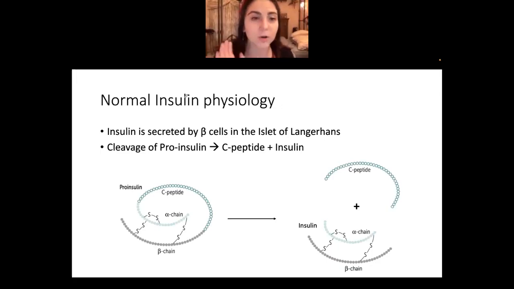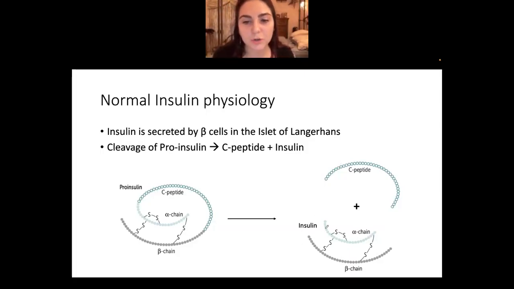Okay, so glucose. So your normal insulin physiology. So remember, insulin is secreted by your beta cells in the islets of Langerhans within the pancreas. And remember, when insulin is secreted, it's secreted as this propeptide. So anytime you have a pro anything, it's going to get cleaved. So we have proinsulin, which is made up of C-peptide and then true insulin. And then when it gets cleaved, we have C-peptide and then your insulin.